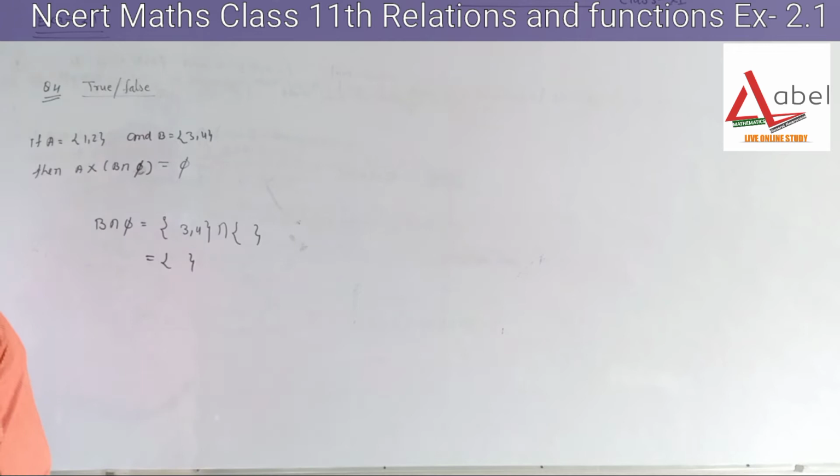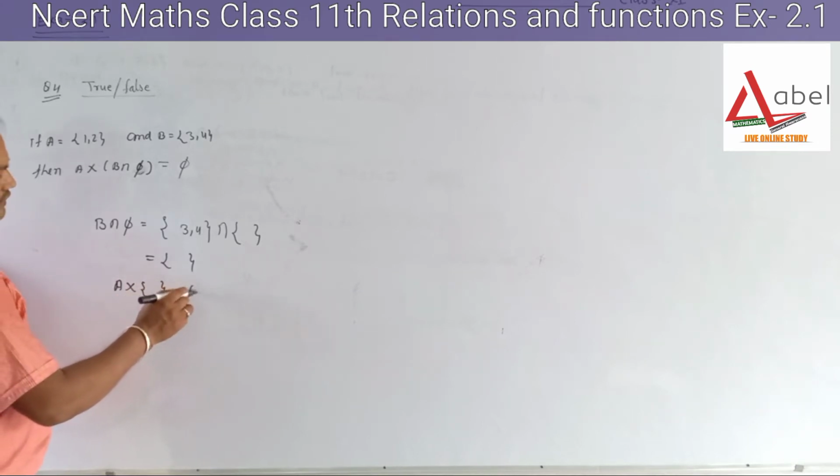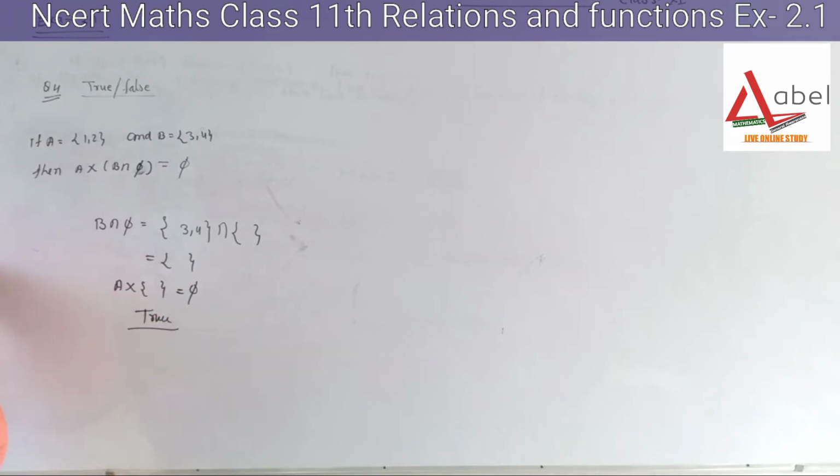Now A cross empty set is phi. It is true, because when we multiply A by phi, we can say that it is phi. Okay, so it is true.